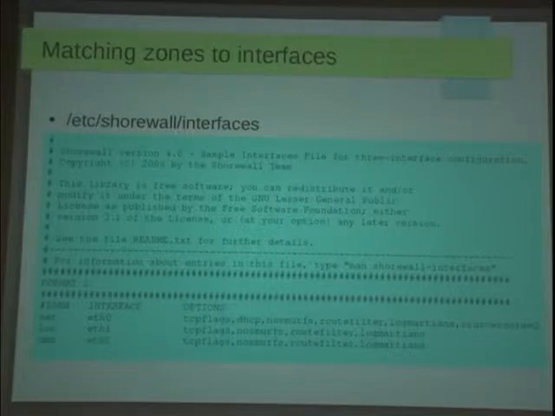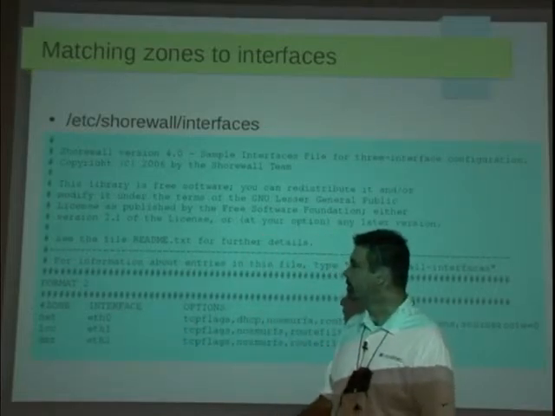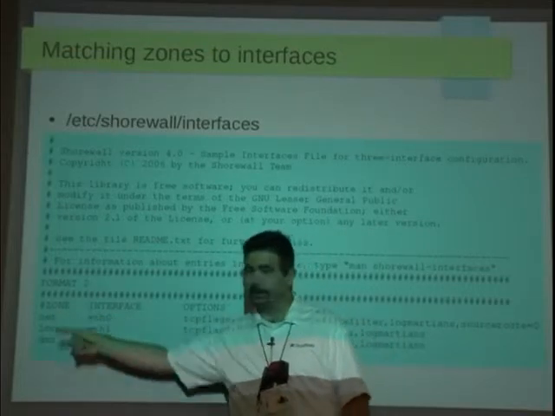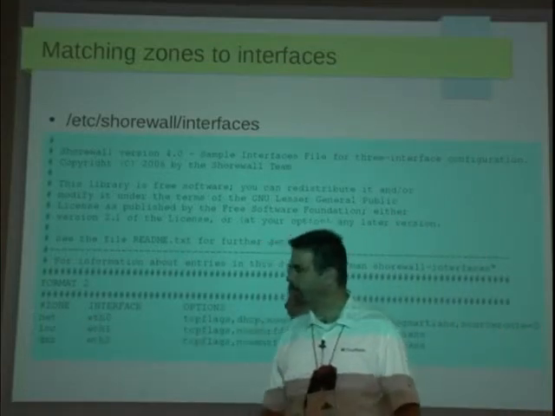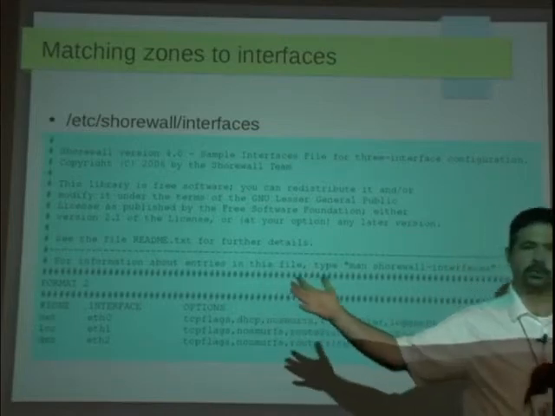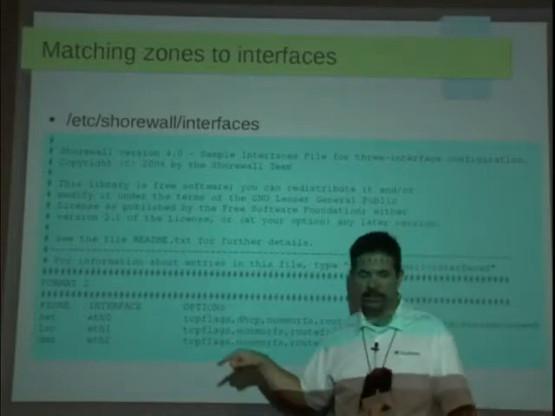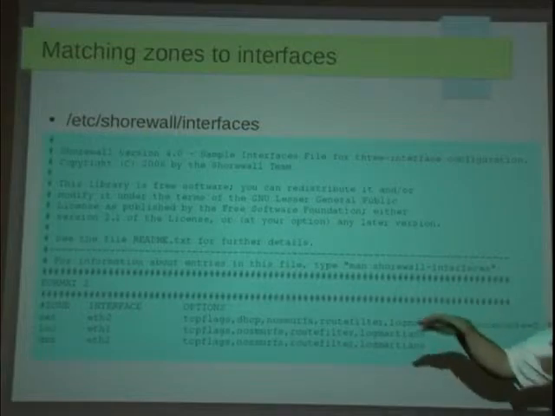Okay, so now that you have these zones defined, you want to match up the zones with the physical interfaces on the firewall. So this is where you actually specify the interface name. So in this case, we've got ETH0 assigned to the net zone. This is the one you plug into your DSL router. And then ETH1 is the one you plug into your switch that goes to your local area network. And then in this example, they've got the DMZ for those servers that we want kind of isolated. So we have another switch for them.